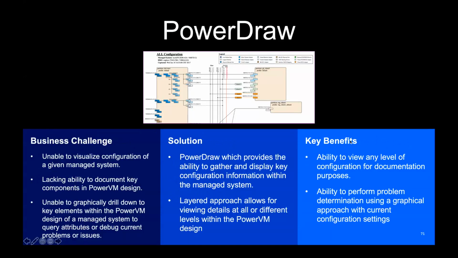Key benefits: its ability to view any level of configuration for documentation purposes. You can automate this in cron tab to run on a daily basis to keep track of configurations in your systems. If something happens on your systems, you can roll back and see on which day which configuration item has been changed, and you can build on that ability to perform problem determination by using a graphical approach. It might be easier to identify a number of command elements mismatch in the graphical user interface.